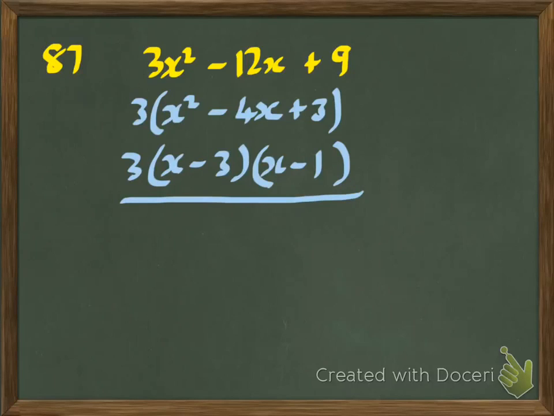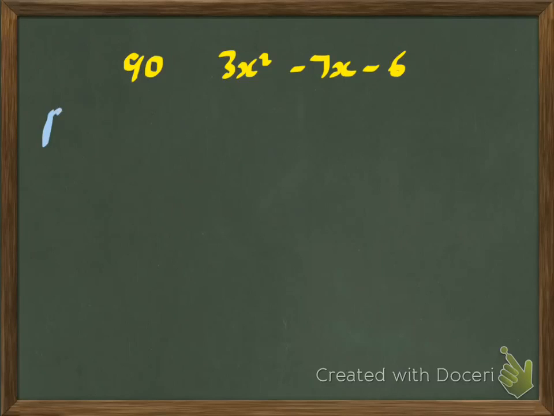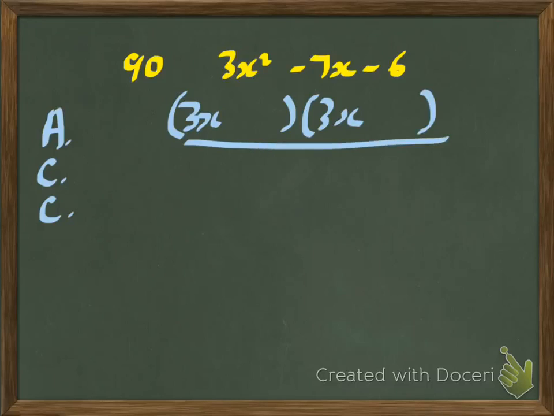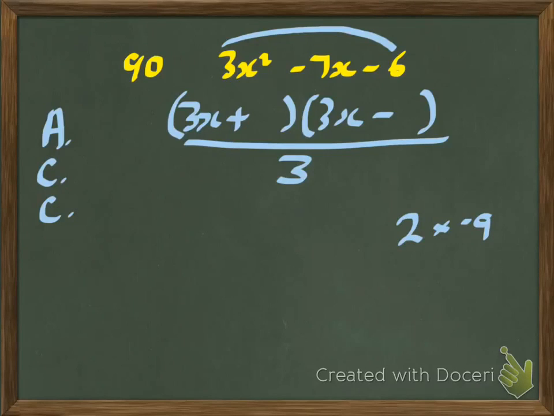But the other one requires the ACC method that I use. Assume, calculate, cancel. So we're going to assume that it's 3x times 3x divided by 3, and list the factors of 3 times 6, which is negative 18. So list the factors of negative 18. We know that 2 times negative 9 make negative 7, which is our middle term. So you see your middle term there is negative 7. 2 minus 9 is negative 7. So we know that it's 2 and negative 9 in the brackets.